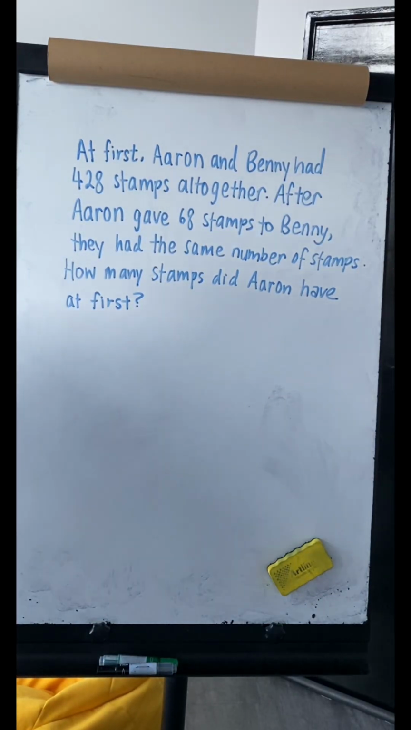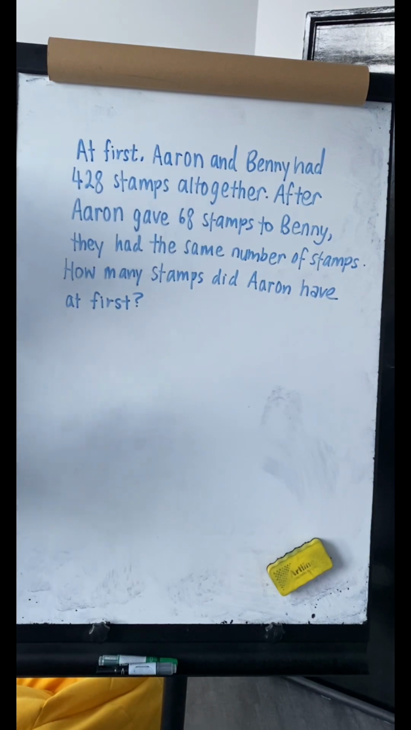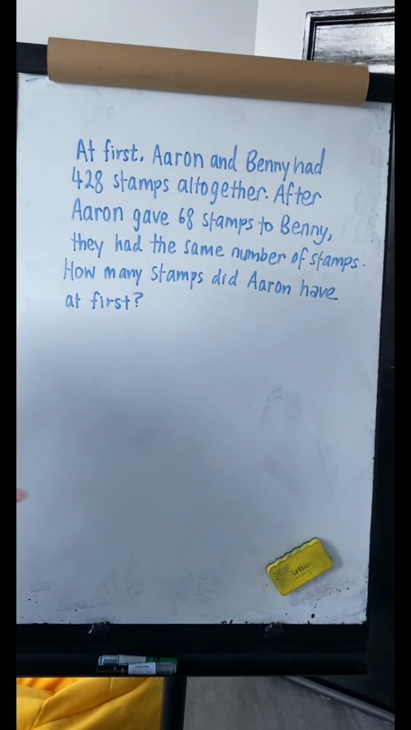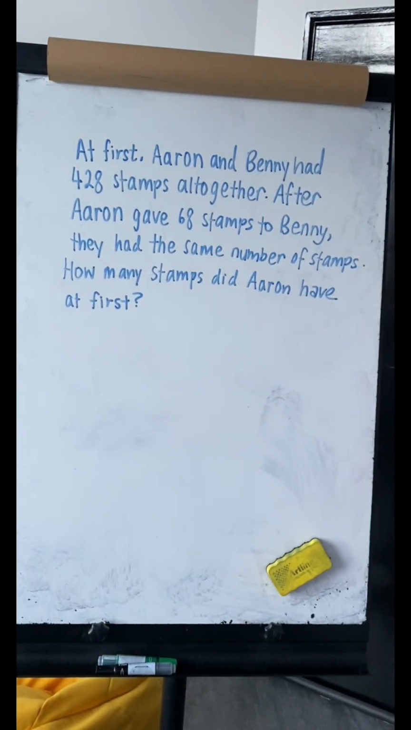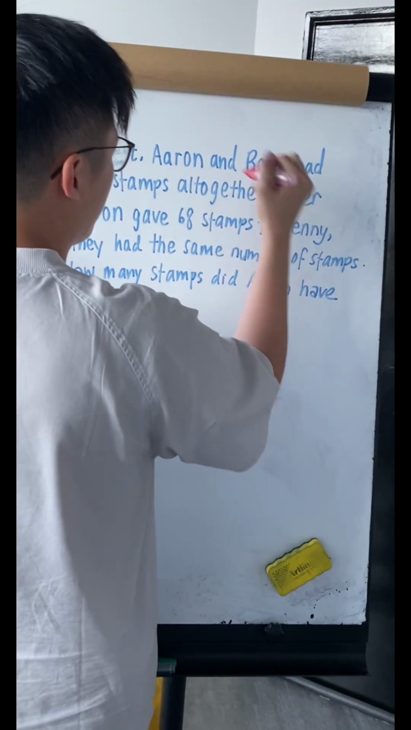Now, what kind of question is this? Same thing. Whenever you solve a math question, you have to first break down the sentences. Do you understand what I'm saying? Let's take a look at this sentence. It says that at first, Aaron and Benny had 428 stamps altogether. So this is what I call my sentence number 1. Can you all see this?